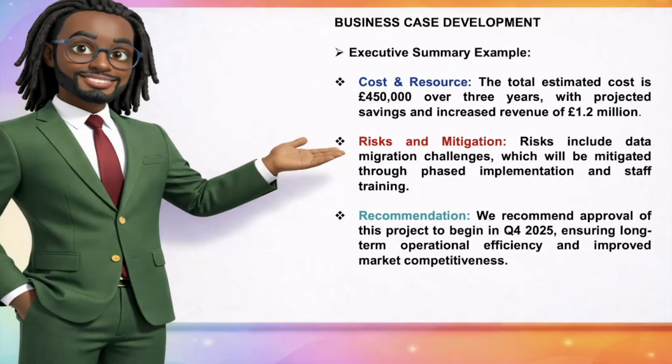The executive summary example for cost and results would be something like: the total estimated cost is £450,000 over 3 years, with projected savings and increased revenue of 1.2 million. An example for risk and mitigation would be: risks include data migration challenges, which will be mitigated through phased implementation and staff training. An example for recommendation would be: we recommend approval of this project to begin in Q4 2025, ensuring long-term operational efficiency and improved market competition.